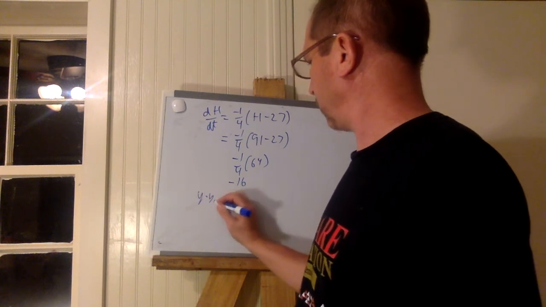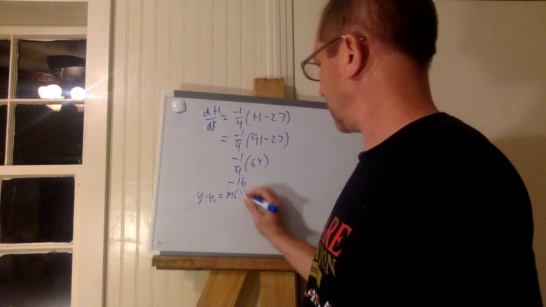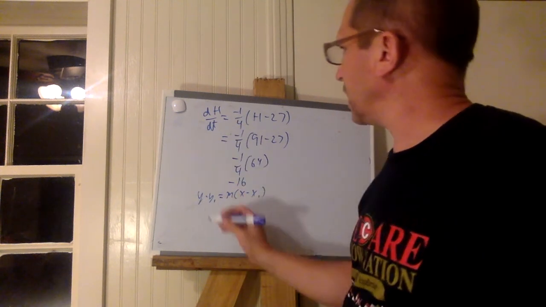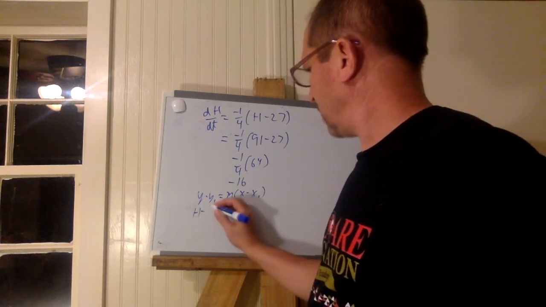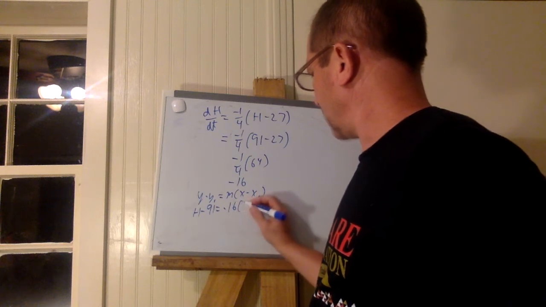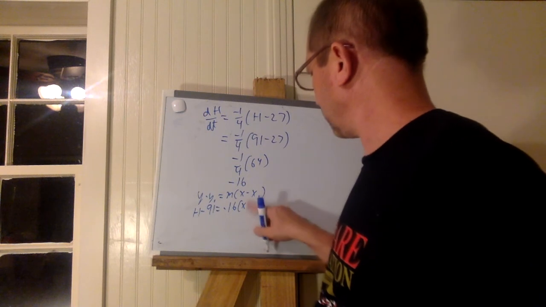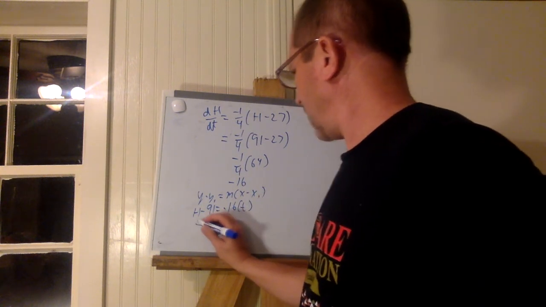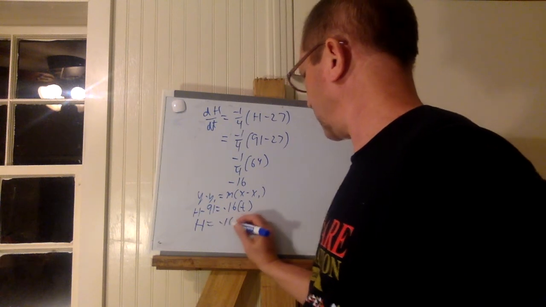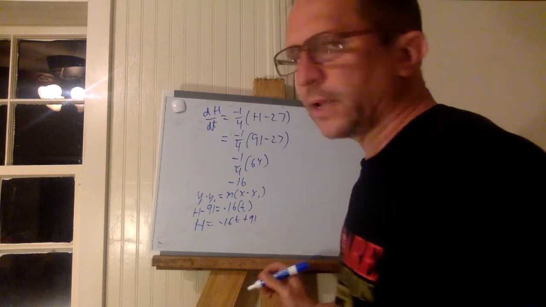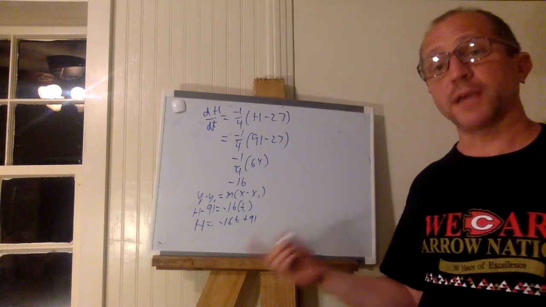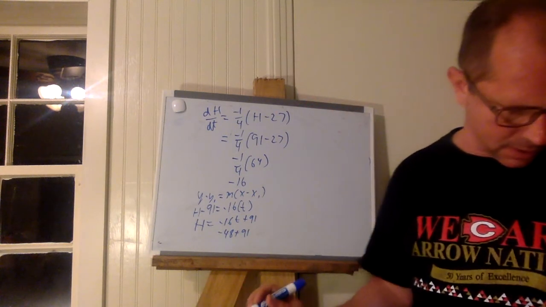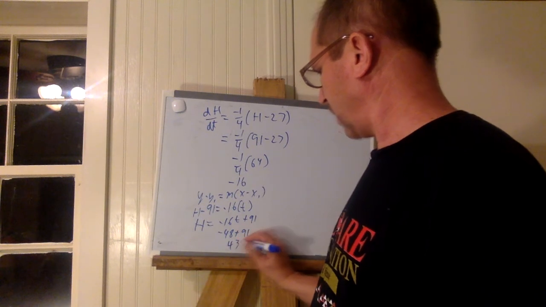y minus y sub 1 equals m times x minus x sub 1. Of course, again, in this case, it's not y, but it is h. So we have h minus 91 equals negative 16 times x minus 0, or t in this case. So we get h equals negative 16t plus 91. And they're interested in when the temperature is, or at time 3. So we have negative 48 plus 91. And when you do that arithmetic, you get 43. And again, you would want to write down your degrees Celsius.